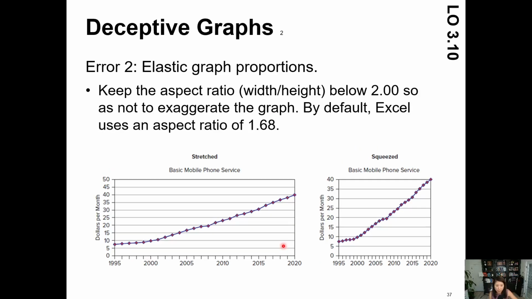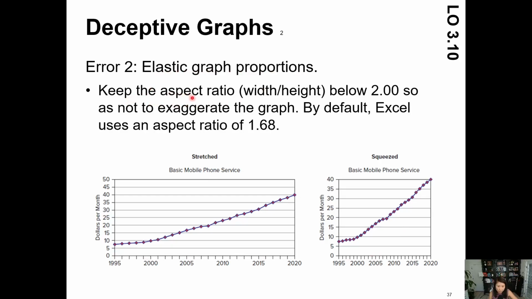What is the second error? It's called elastic graph proportions. Again, the two diagrams on the bottom are exactly the same chart. However, the difference is that in the first chart, they stretch the time horizon longer, making the chart like a rectangle. In the second chart, they condense the horizontal axis, making it more like a square. If you focus on the first stretched chart, you will see that the dollars per month spent on cell phone services slowly go up, right? But if you focus on the square chart, you feel, wow, the price is skyrocketing, right? That is called elastic graph proportions.